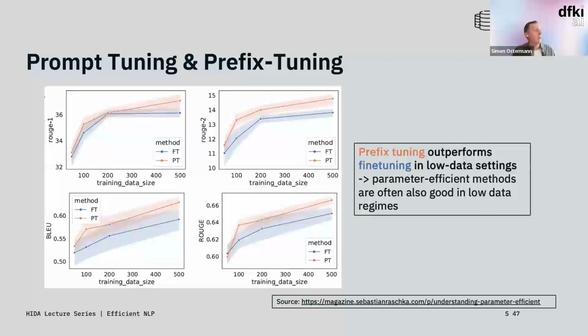And most importantly, it outperforms fine-tuning in low data settings. So that means, here we can see again that parameter-efficient methods are often also very good in low data regimes. What you can see here, prefix tuning is the orange line, fine-tuning is the blue line. And you can see that if you have only like 100 to 500 training instances, prefix tuning outperforms fine-tuning by far. So it makes the most out of the available data.